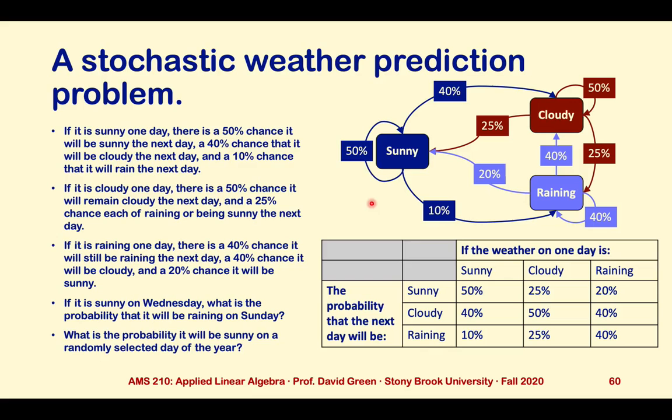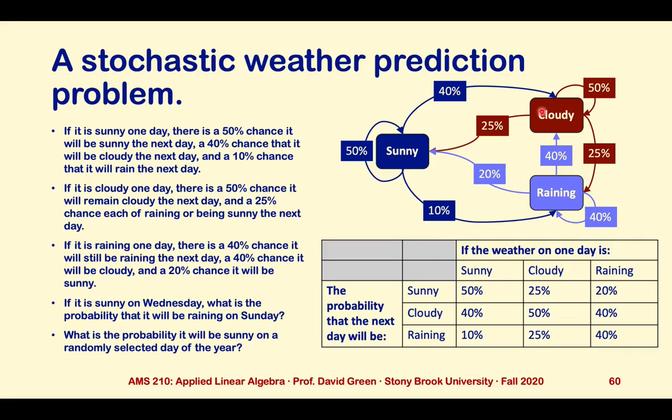And so if we add up all of the different possible weather scenarios, we have to get 100%. And we see 50 plus 40 plus 10 is 100, 50 plus 25 plus 25 is 100, 40 plus 40 plus 20 is 100.